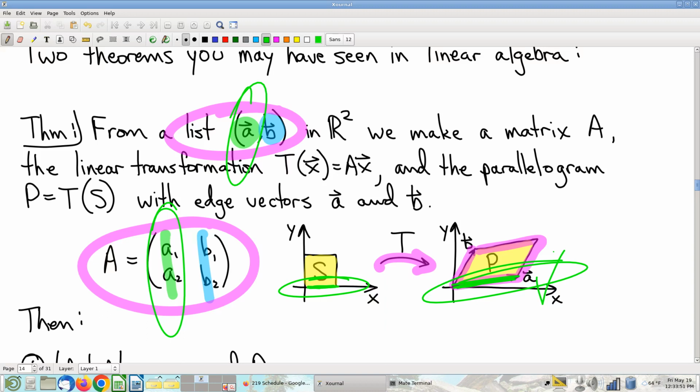And then likewise, what is the image of that edge? That's, of course, this edge. That's the image of the second standard basis vector, second column, therefore second vector in the list. So again, I haven't really done anything yet. I just set some things up and made an observation about what the edges of the parallelogram are.